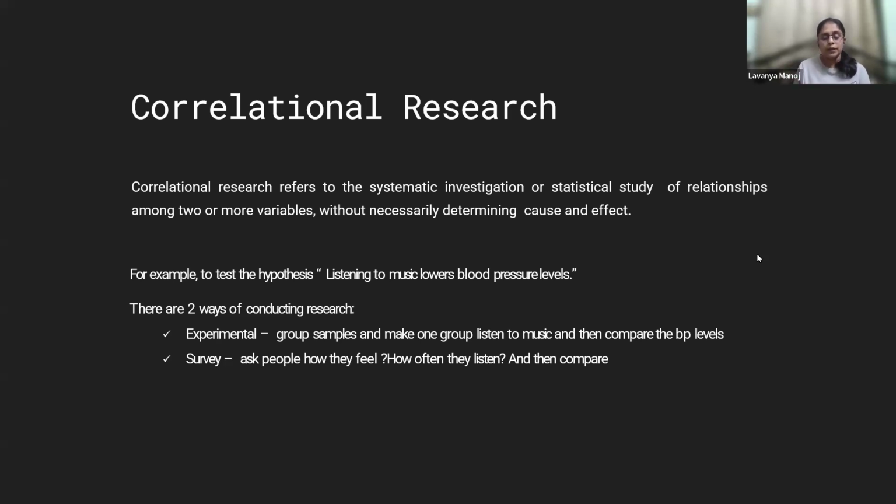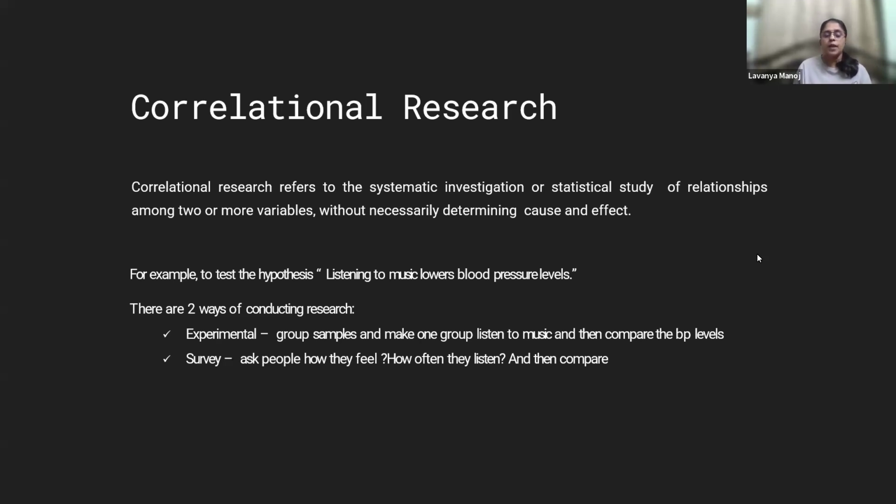So who would be the target customers? Obviously, people who have high blood pressure levels, high blood pressure patients or a group of individuals. So they will be the target customers or the target participants from whom you are going to get the answers. So there are two ways of conducting the research.